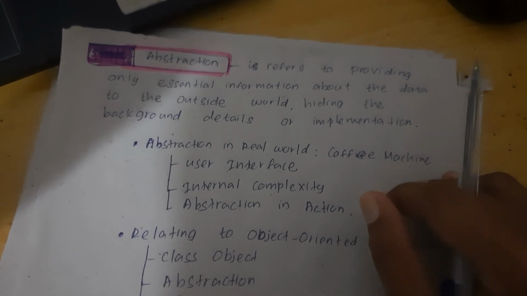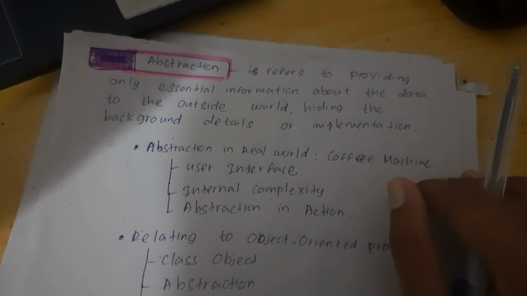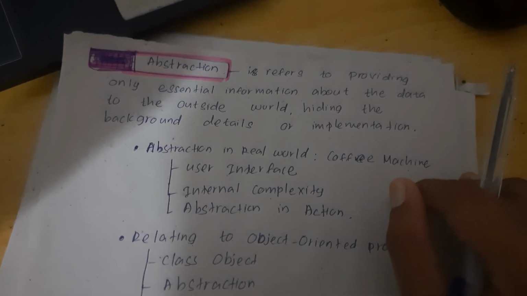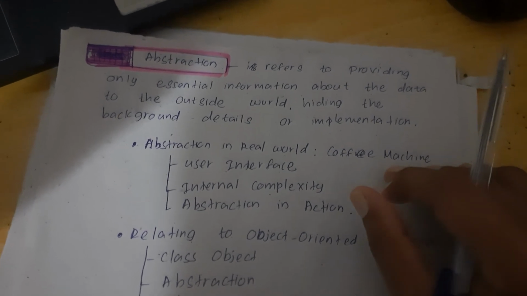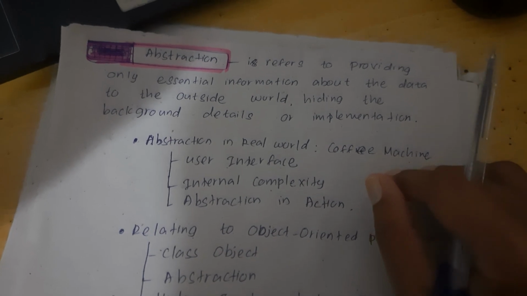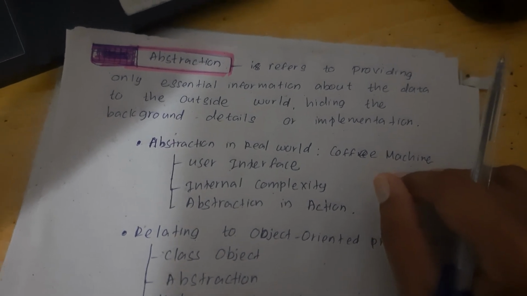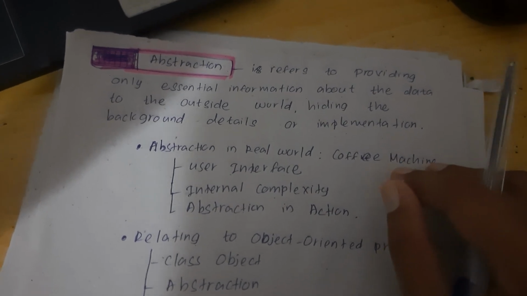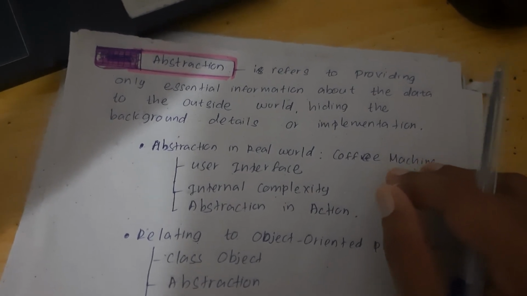In encapsulation, the goal is to protect data integrity and promote data security. But in abstraction, the goal is to simplify complex systems by focusing on what an object can do and not how it does it.